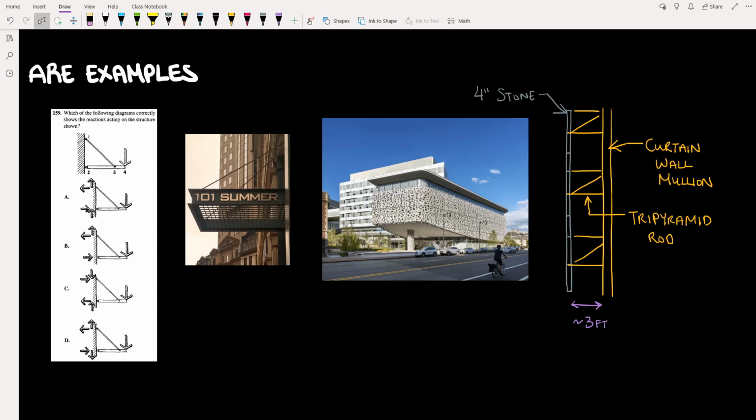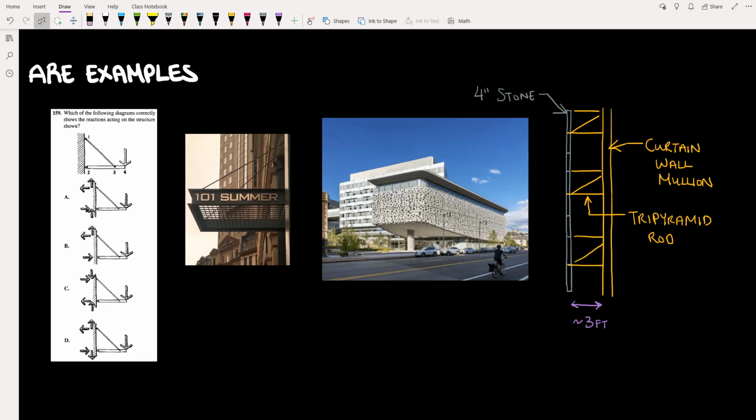Now that we have gone over our review of solving for reactions, I wanted to go over a couple ARE examples. The reason I chose this example, even though it doesn't have numbers in it, is because I like going over examples that have real-world applicability. In this case, you can see this kind of structure often for entranceway canopies and also for certain types of facades. One example in Boston, or more specifically in Cambridge, is the Novartis campus building.